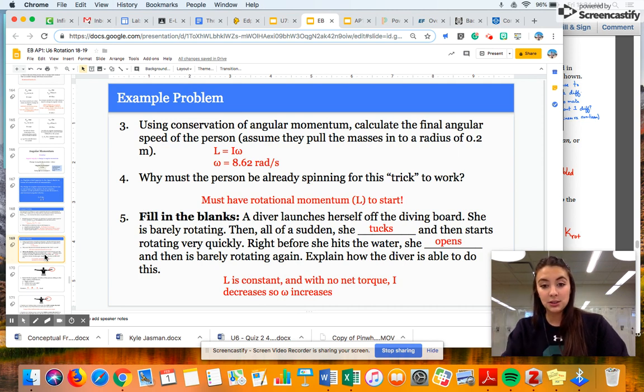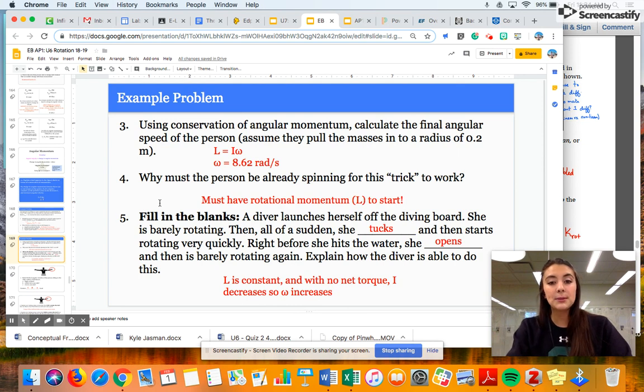It's just giving you another scenario about where angular momentum plays a role, for example, in a diver. You guys can continue to find these problems 3, 4, and 5. The main idea being that if we're using conservation of angular momentum, if we know the initial, we know that's also equal to the final.